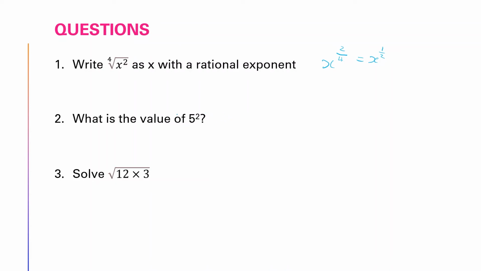What is the value of 5 squared? 5 squared is the same as 5 times 5. 5 times 5 is 25.